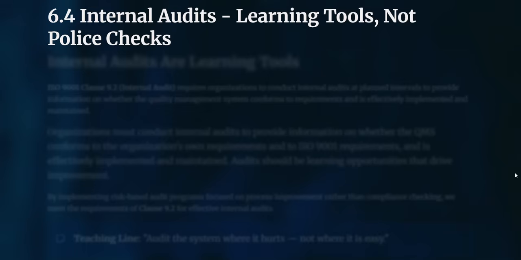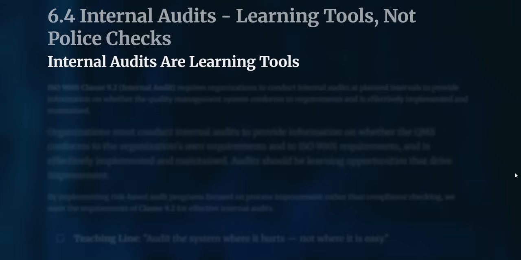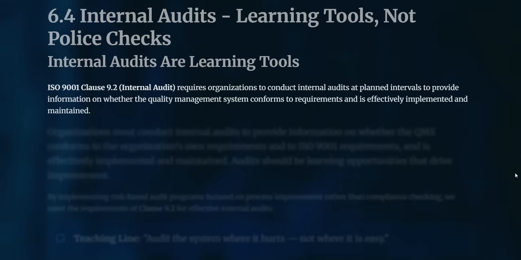Our fourth topic is internal audit, and we must use it as a learning tool but not a police check. Internal audits are learning tools. An ISO 9001 Clause 9.2 internal audit requires organizations to conduct internal audits at planned intervals to provide information on whether the quality management system conforms to requirements and is effectively managed and maintained.